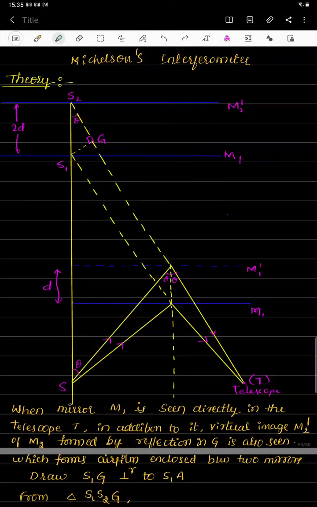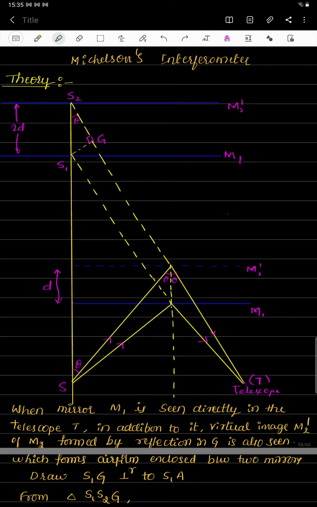Welcome students. This is the continued part of Michelson's interferometer. In the last class we studied the principle, construction and working of Michelson's interferometer. So in this class we will go for the theory of this interferometer.